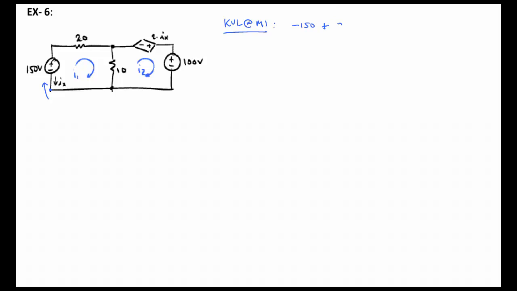We'll have plus 20 ohms times I1 plus 10 ohms times, now we have I1 minus I2, which is the net current going down through the 10 ohm resistor. This is I1 minus I2. Okay, so that simplifies to 30 I1 minus 10 I2 is equal to 150.